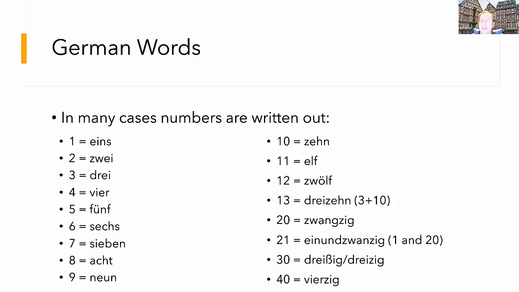Then you get to zwanzig, and zwanzig is 20. And then ein und zwanzig is 1 and 20. And dreißig is 30. Vierzig is 40. Fünfzig is 50. So I have a number here. And this number is ein und fünfzig. So ein is 1, und fünfzig is 50. So this is 51. Okay, so those are the sort of things you want to look for.